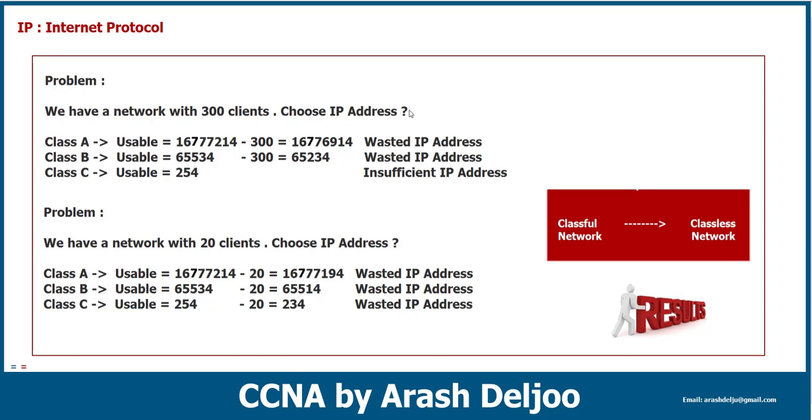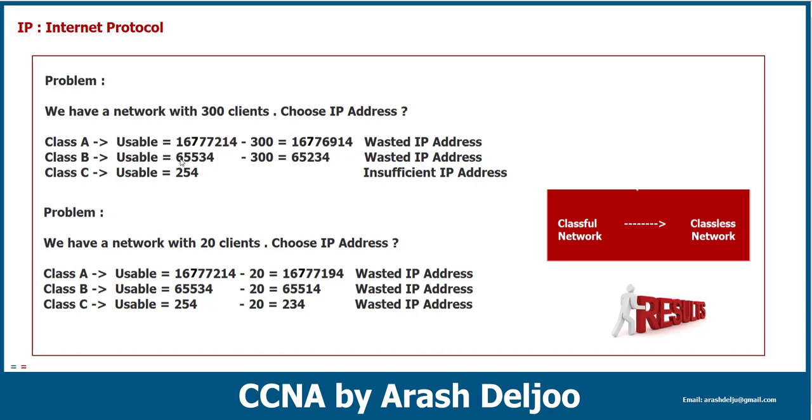Choose an IP address means please choose one class of IP address. You know that in class A, in each network we have this amount of IP addresses. I showed you that 2 to the power of 24 minus 2 equals this value. If we use one class A network, we will waste this many IP addresses. Look, we need only 300 clients. When you have this huge number of usable IP addresses and use one class A network, you will waste this many IP addresses, and this is not a good choice.